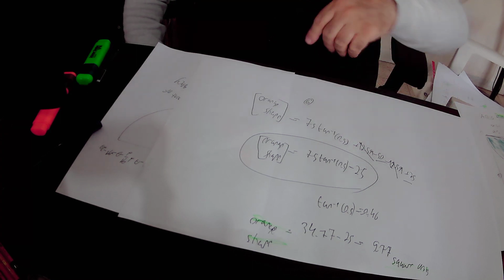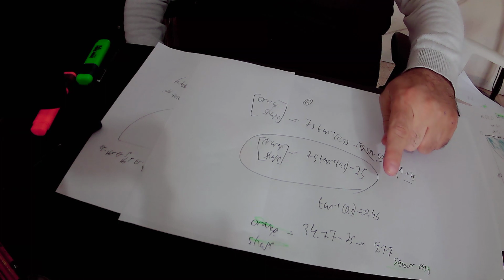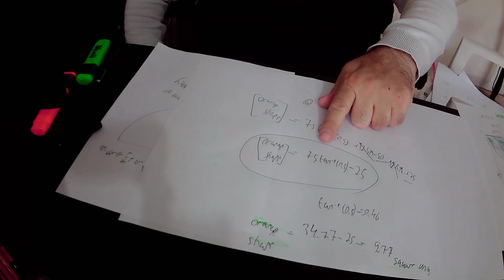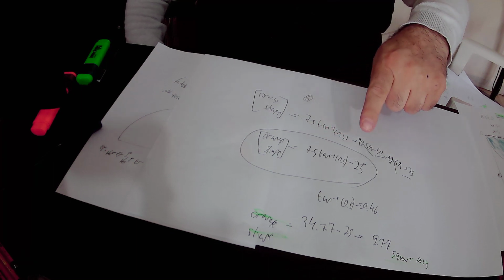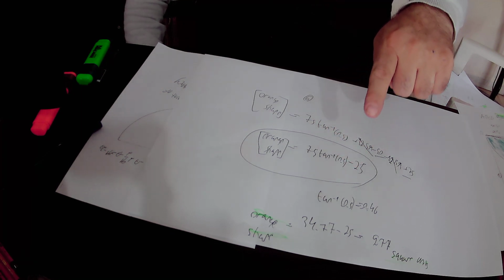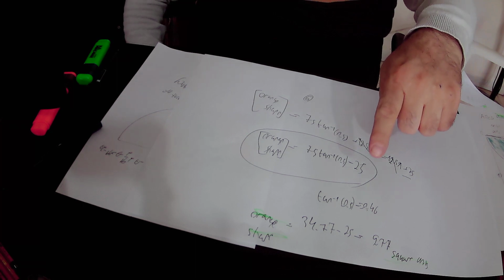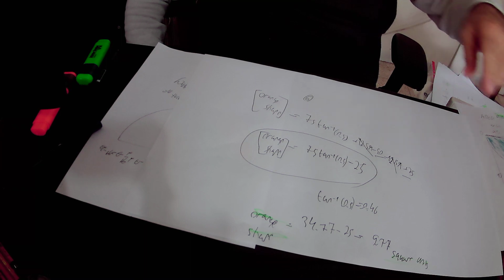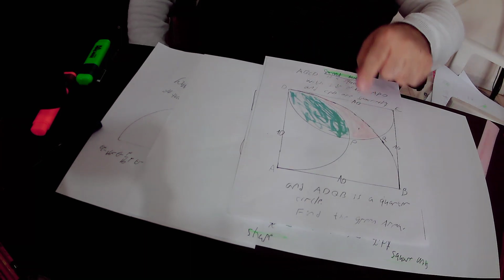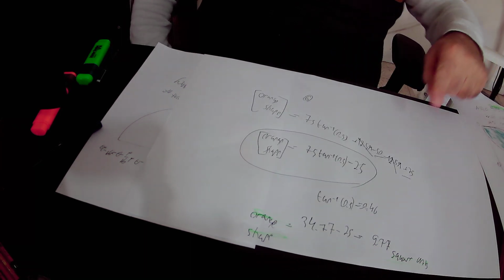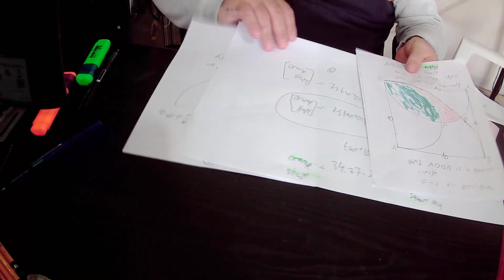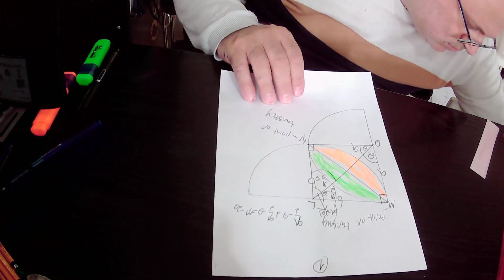We found out that the value of tangent inverse of 0.5 is 0.46. We have to multiply it by 75, and when we multiply it by 75, we get 34.77, and we have to subtract from it 25. In this way we got the area of the orange shape, the area of this orange shape equals 9.77 square units. We finished with the first method. Then I will present to you the second method.